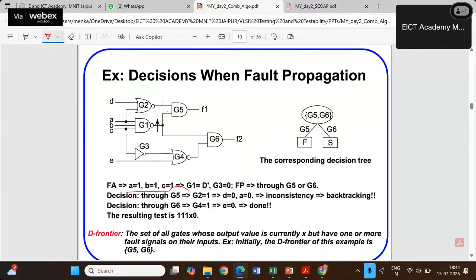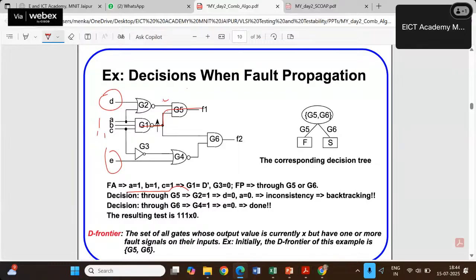And these two are rings. So now we are going to take the decision. These are 1, 1, 1 for fault activation. Now the next step is to propagate this fault through this. Let's take the decision. We want to propagate it through G5. So if we want to propagate it through G5, it means what?